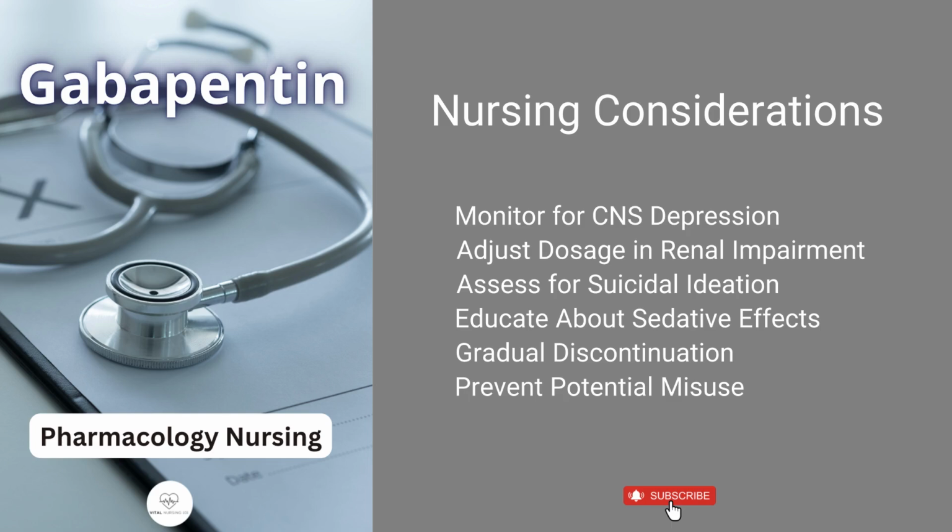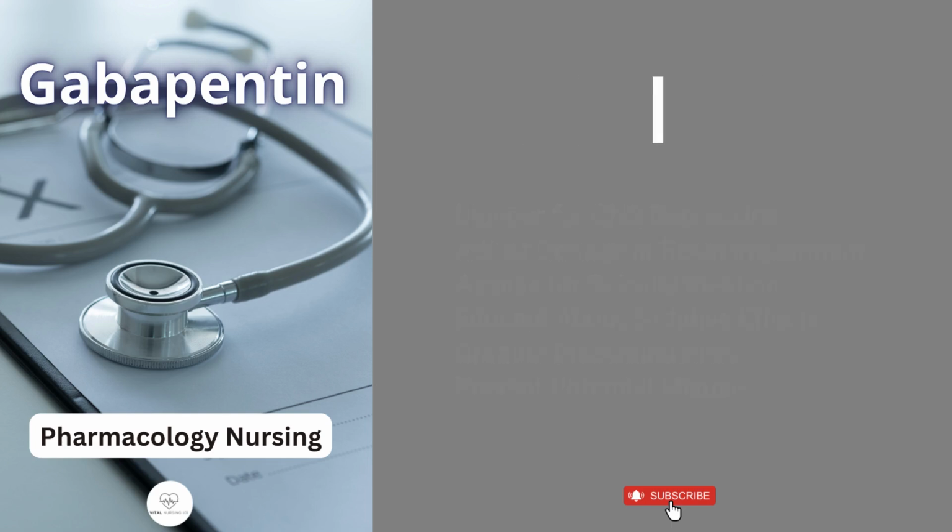Educate about sedative effects. Advise patients not to drive or operate heavy machinery until they know how the drug affects them. Gradual discontinuation. Gabapentin should never be stopped abruptly as it may lead to withdrawal symptoms or seizure risk. Prevent potential misuse. Monitor for signs of abuse, especially in patients with a history of substance use.